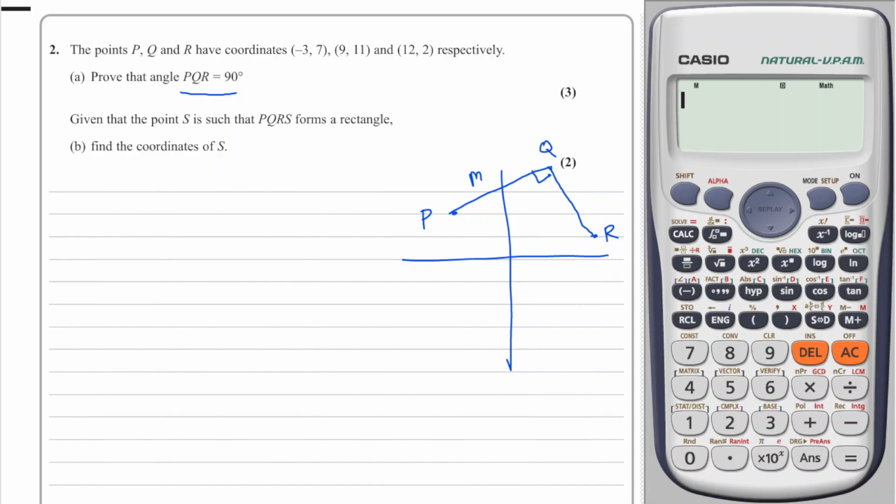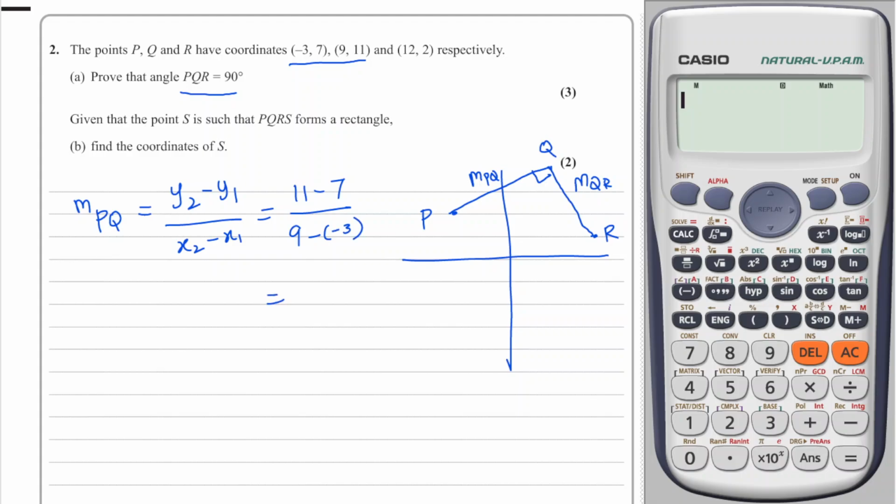I can calculate the gradient of PQ and the gradient of QR. First of all, I am going to calculate the gradient of PQ, that is M_PQ is equal to, I am going to take these 2 points. It is y2 minus y1 divided by x2 minus x1, that formula I am going to use. So that is 11 minus 7 divided by 9 minus minus 3. 11 minus 7 the value will be 4, 9 minus minus 3 the value will be 12. So this will be 1 by 3. So I have M_PQ is equal to 1 by 3.